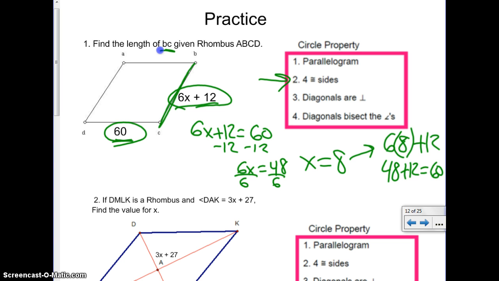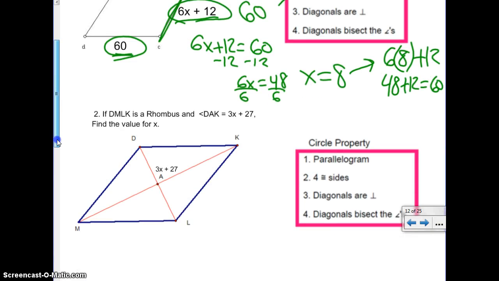Which means the length is 60. But guess what? We should have already known that, because if all 4 sides are equal, we should have known the length was 60. But if they ask you to solve for x, that's how you do that.